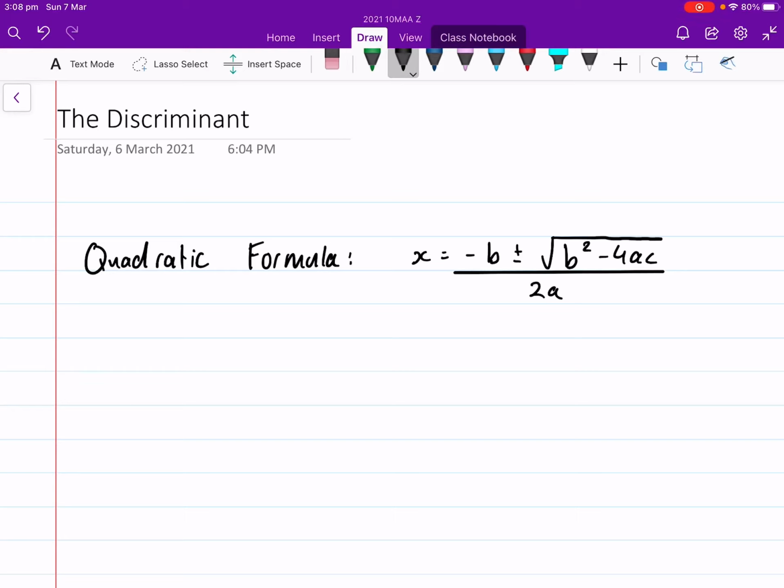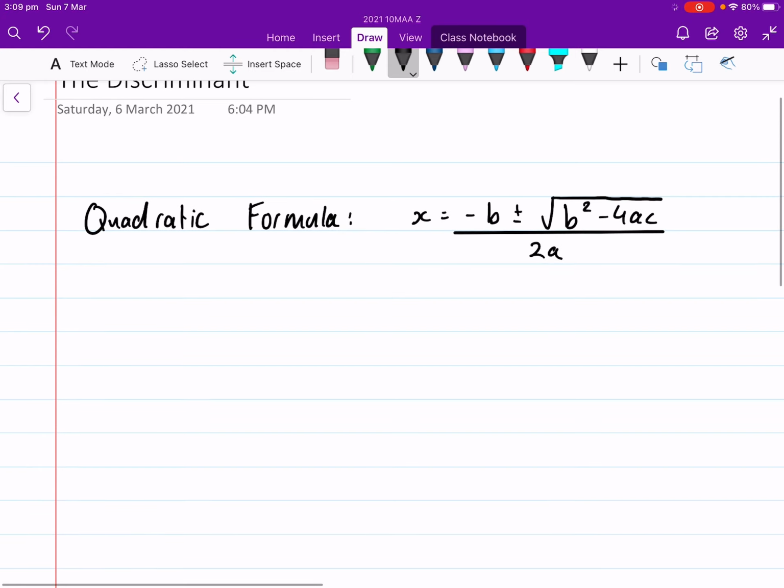The discriminant is a particular part of the quadratic formula that is really helpful in helping us sketch a parabola, and it also has future applications that you'll look at, but it particularly will tell us how many unique solutions or x-intercepts we will have when we sketch a parabola.